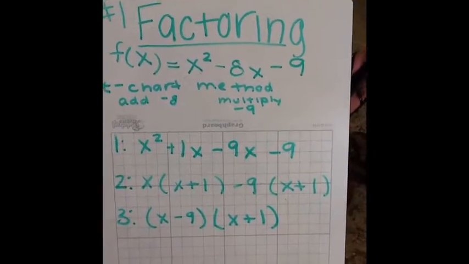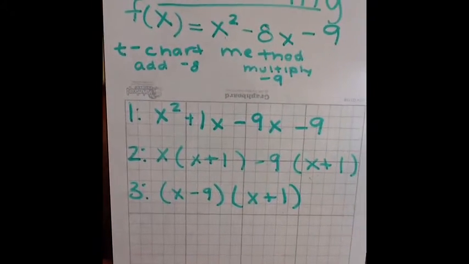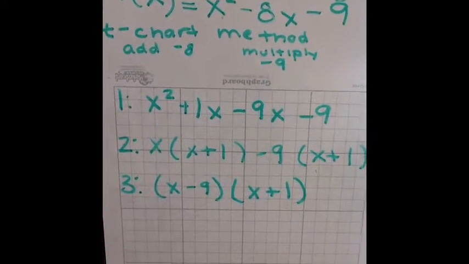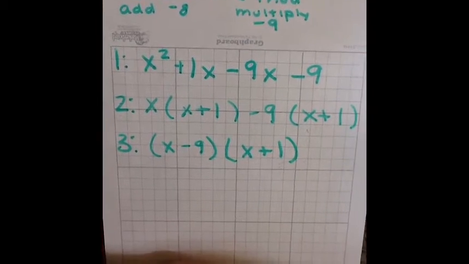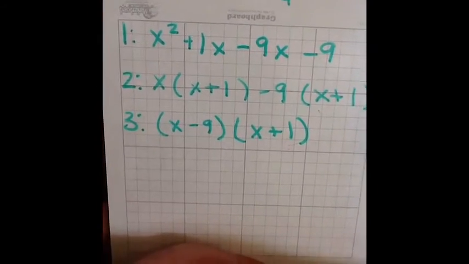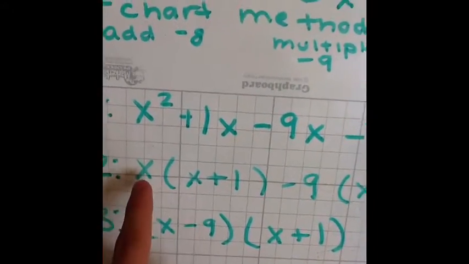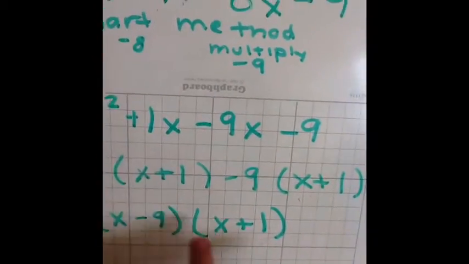For this equation, we will use the T-chart method. We have to find out what adds to -8 and what multiplies to -9. And that is +1 and -9, as you see in step 1. In step 2, you factor it into two equations, and then you put those together, and then boom, magic.